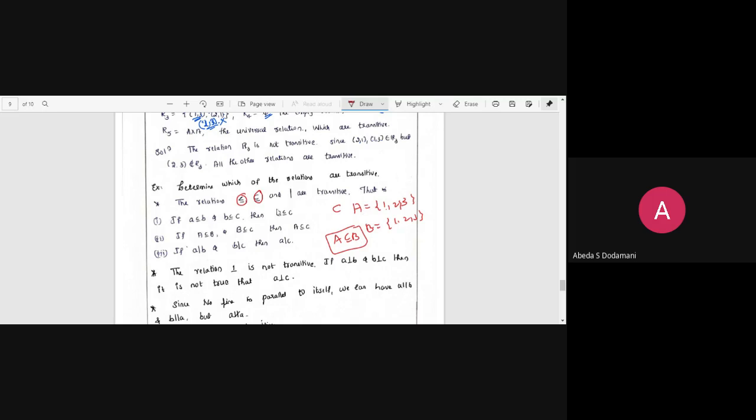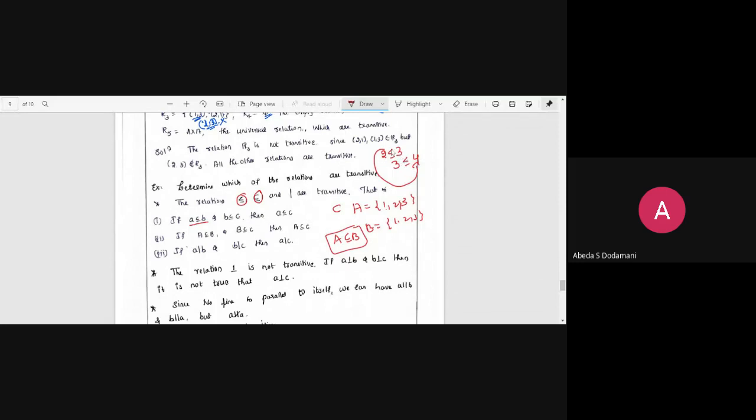Okay. And they are asking whether they are transitive. Let's see. If A is subset or equal to B, or here if you say, if A is less than or equal to B, and B is less than or equal to C, then A must be less than or equal to C. Can you take one example now? Say for example, 2 is less than 3, and similarly 3 is less than 4. Then obviously 2 must be less than 4. Correct?